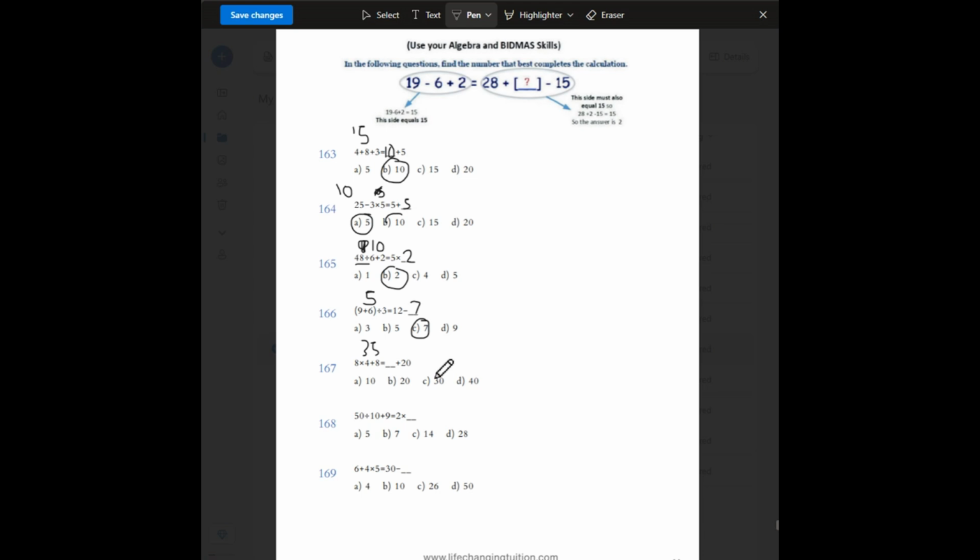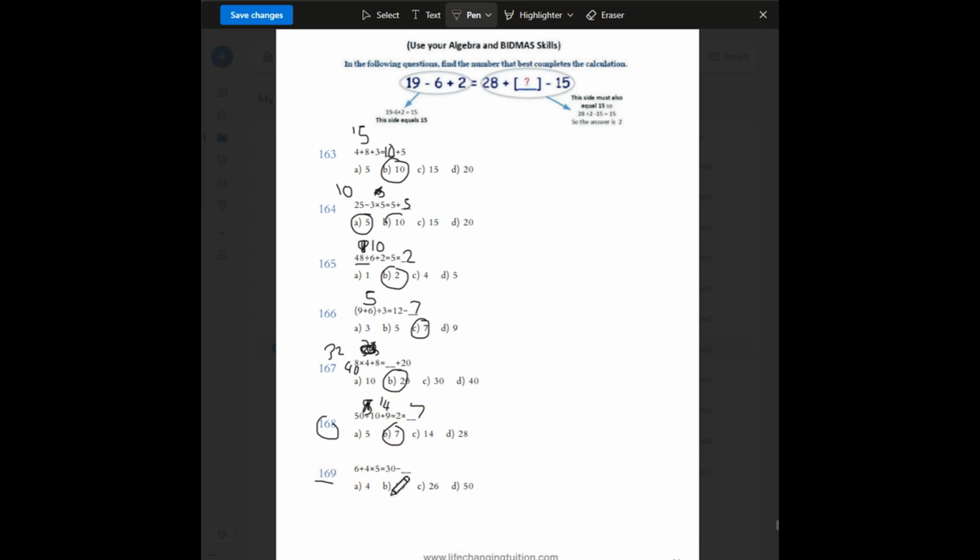Oh, I might have made a mistake there. So 8 times 4 is 32, sorry. My mistake. 8 times 4 is 32. Add the 8 is going to be 40. So what do I have to add to 20 to make 40? I have to add 20 to it. Okay. 168. 50 divided by 10 first, because divide is first in BIDMAS. Okay. So 50 divided by 10 is 5. And you add the 9 is going to be 14 on the left side. So what do I multiply the 2 by to make 14? I multiply it by 7.